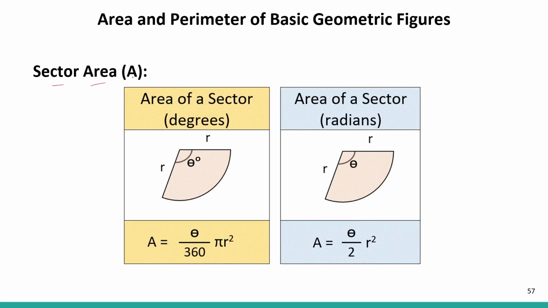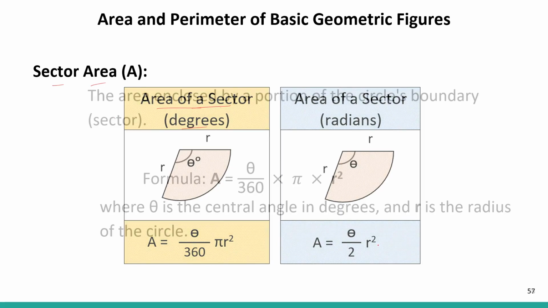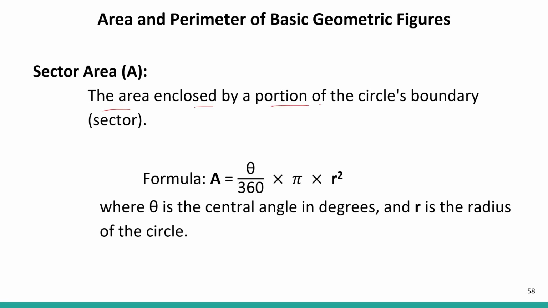So let's see what sector area is. Area of a sector in degrees. Okay, so r, and this is theta degree. R, then this is theta, and A is equal to theta by 360 into pi r square. Okay, so the area enclosed by a portion of the circle's boundary is a sector. Formula: A is equal to theta by 360 into pi r square, where theta is the central angle in degrees and r is the radius of the circle.